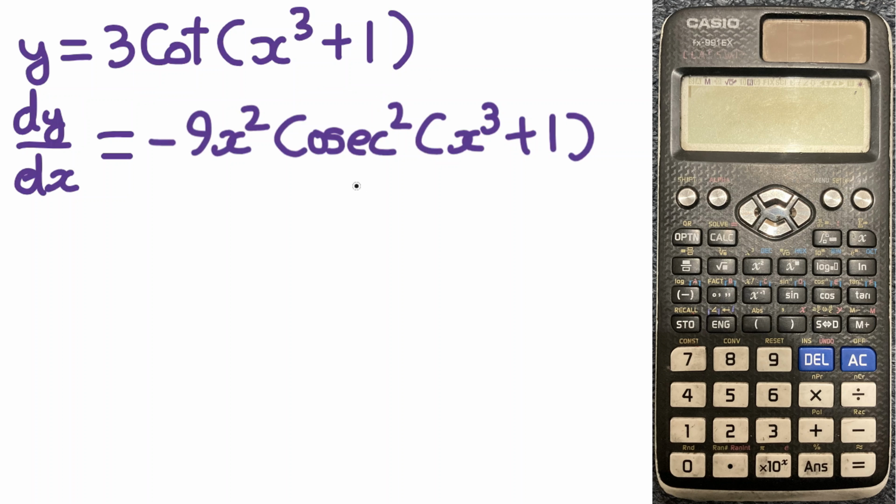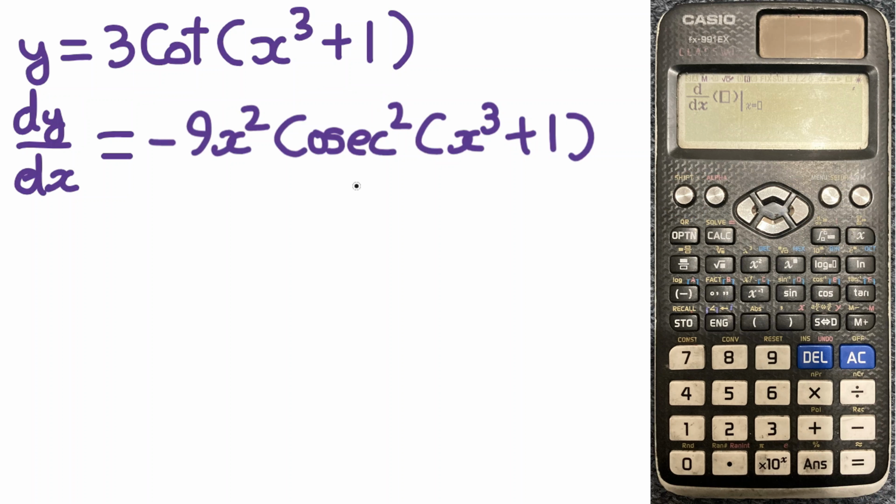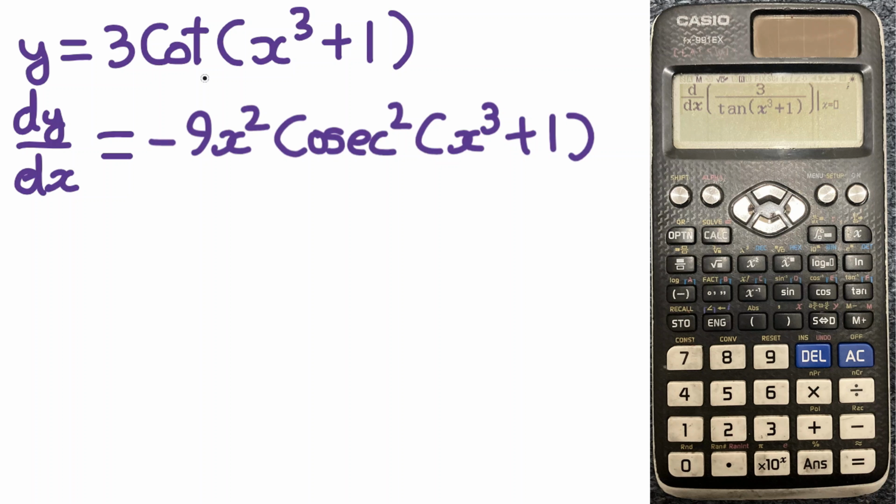So on your calculator, if you press Shift and then this integration symbol here, you get this differentiation term. And if you put in the y value that the question wants you to differentiate, so in this case it's the 3 cot of x to the power of 3 plus 1, there's no cot function on your calculator, so you'll have to use the tan format of 3 over tan x to the power of 3 plus 1. It's the same thing, we've just written it in the 1 over tan format instead.